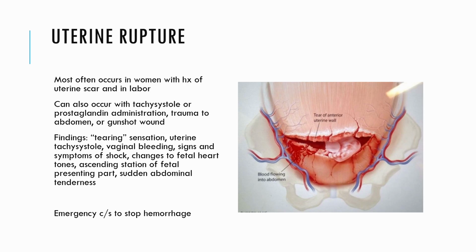Uterine rupture, again, a very scary and emergent thing that can happen. Most often this occurs in women that have a history of a uterine scar or an incision, and they come in and they're in labor. It can also occur, though, with tachysystole or the use of prostaglandins, so our misoprostol and dinoprostone. Can also happen with trauma to the abdomen, so a motor vehicle accident or a fall or abuse or a gunshot wound. That can all lead to that uterus rupturing.